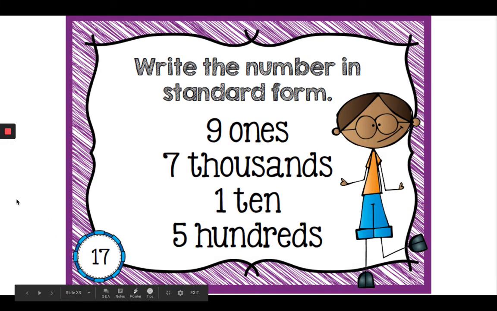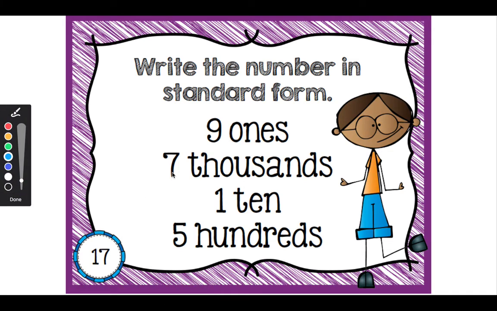Next, we need to write the number in standard form. Remember, standard form is just writing it using numbers. 9 1s, 7 thousands, 1 10, 5 hundreds. This problem is a little bit challenging because the digits are out of order. So I'm going to start with my greatest value digit, which is 7 thousands. So my number is going to be 7,000. Then I move next, 500. My 10s are 9 10s, 91. 7,591.